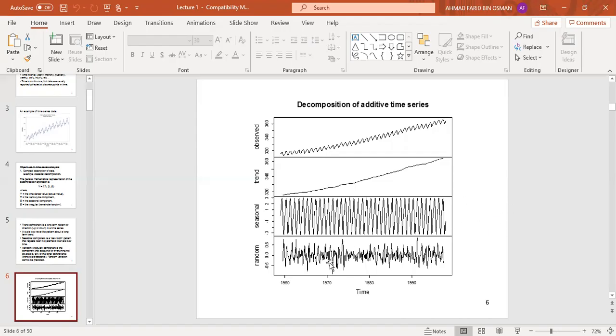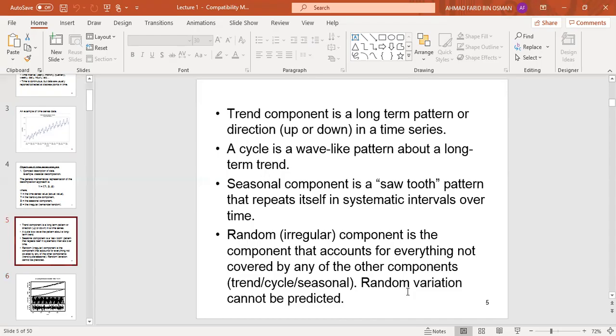But the third component, random, is something random. The value is random, so we cannot use this value to make a prediction for the future irregular component. So trend and seasonal, we can predict, but the random variation cannot be predicted. Although using data we can compute and estimate it, we cannot predict the future value of the irregular component.